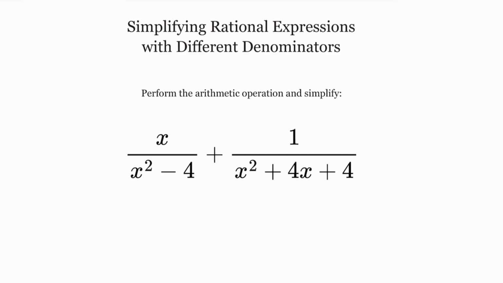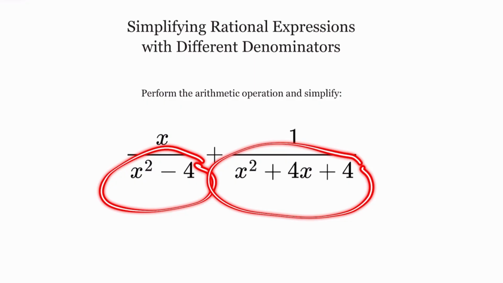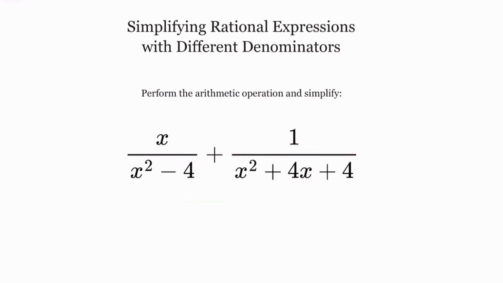Today we're going to cover how to simplify rational expressions with different denominators. So imagine on a test you're given this addition between two rational expressions, so two values essentially with fractions. They have different denominators, right? So when we add fractions, we have to have a common denominator. So the way to approach this, right, is to factorize each of these terms.